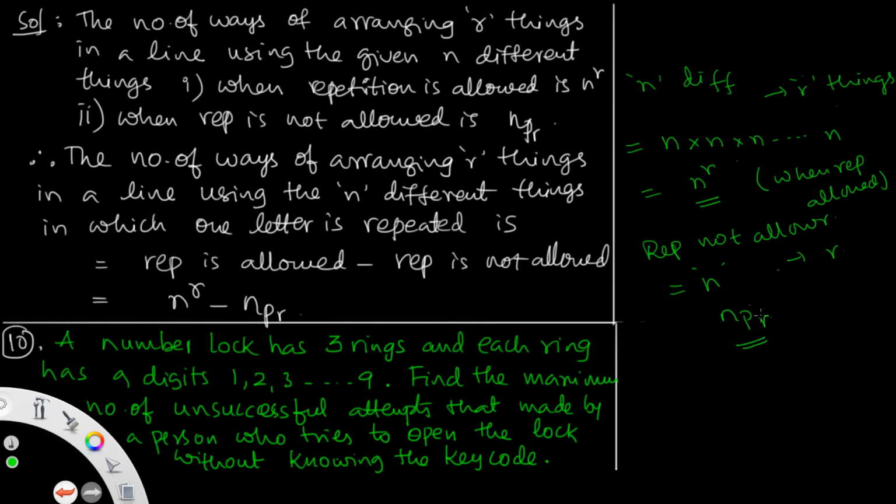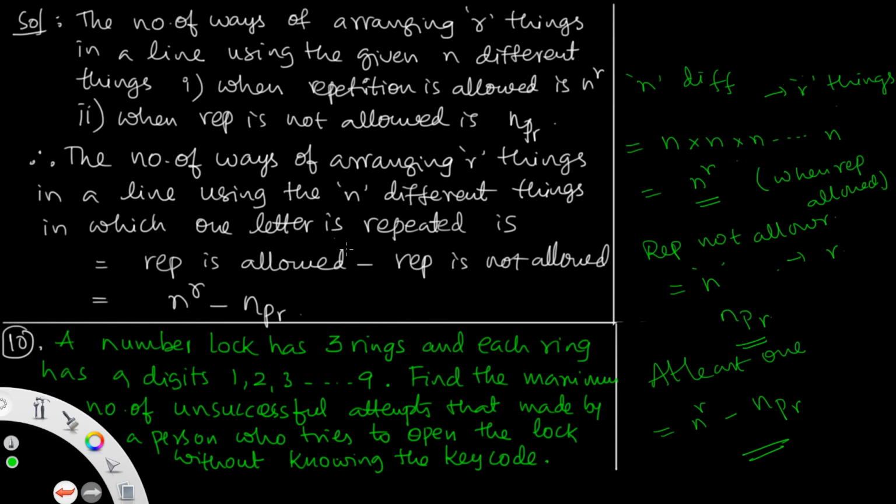Total: at least one letter is repeated means repetitions allowed minus repetitions not allowed. So you get the value of at least one letter repeated by using repetitions allowed minus repetitions not allowed. That is question number 9.